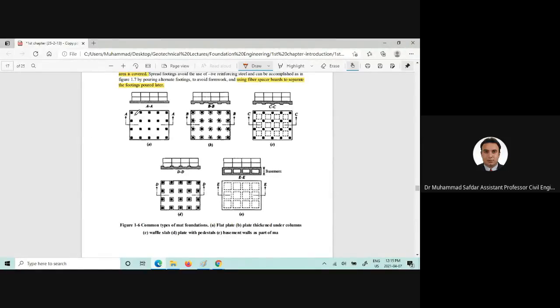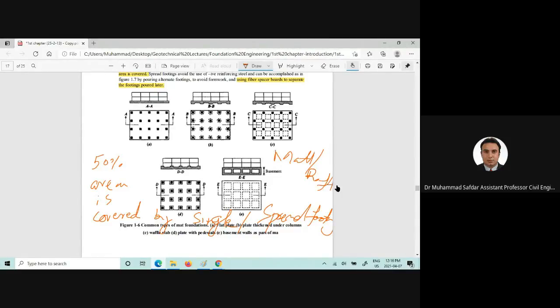Now, for example, if these are the single footings, and if 50% of the area is covered by single or spread footing, then it's better to go for the mat foundation or raft footing.